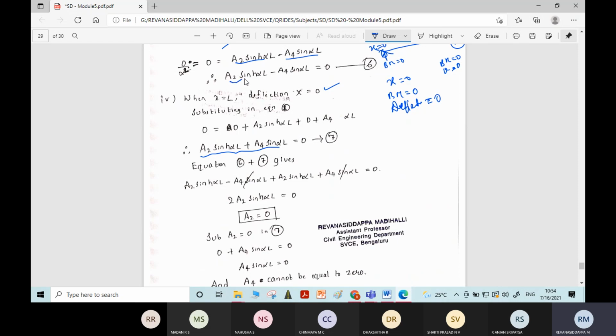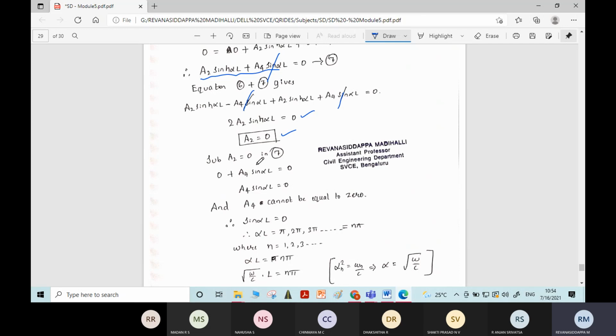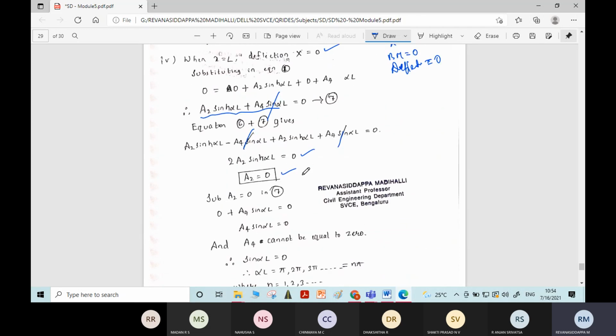Now equation 6 and equation 7 are added. In both equations there is plus a4 sin αL and minus a4 sin αL, so both get cancelled. The final expression you get is 2 a2 sinh αL equal to 0, therefore a2 equal to 0. If you take 2 sinh αL to the RHS, then a2 also becomes 0. Now we got a1, a2 and a3 equal to 0.